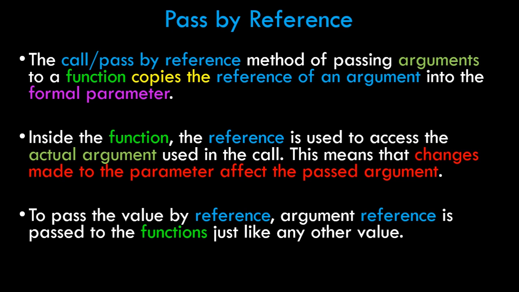Inside the function, the reference is used to access the actual arguments used in the call. This means that changes made to the parameter affect the passed arguments. To pass the value by reference, argument reference is passed to the function just like any other value. So again, since this theory is a little bit vague, let's move on to the programming part and you'll understand what this theory means later on.